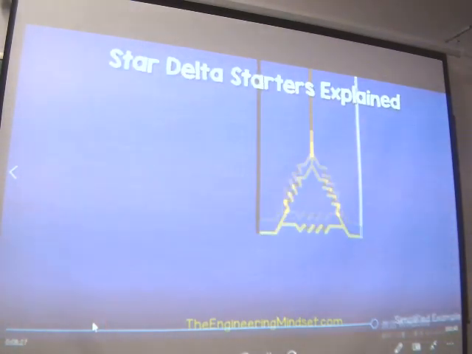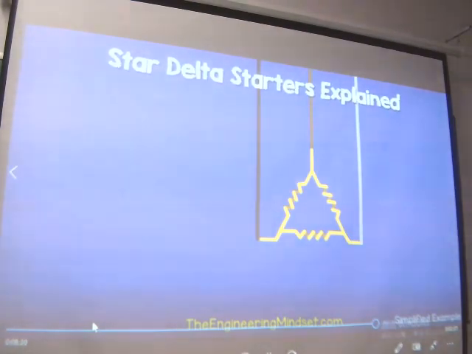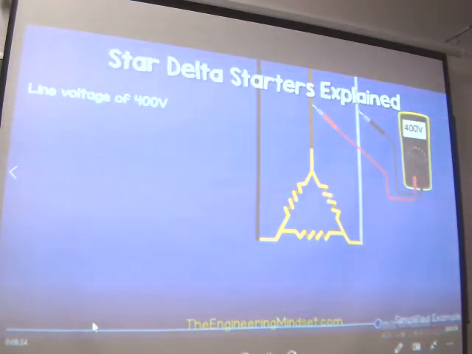Now let's say we have the motor connected in delta with a typical European supply voltage of 400 volts. That means when we use a multimeter to measure the voltage between any 2 phases, we will get a reading of 400 volts. We call this our line-to-line voltage.